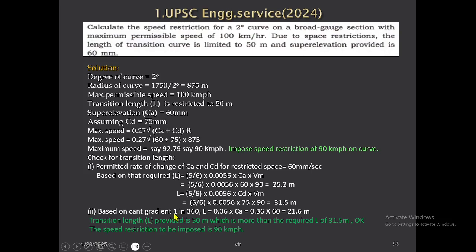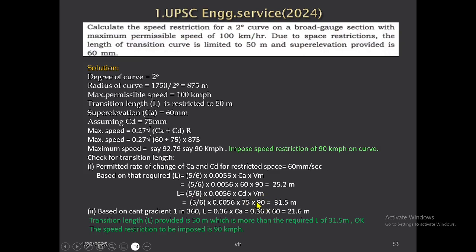And also one more equation we gave, cant gradient. For the restricted speed, we can have a cant gradient of 1 in 360, and accordingly we have the equation 0.36 into CA. So we are substituting in this equation the given CA and Vm, 90 kmph. Substituting here in the first equation, we got 20.2 meter, and the second, cant deficiency consideration, 75 we are permitting here now.